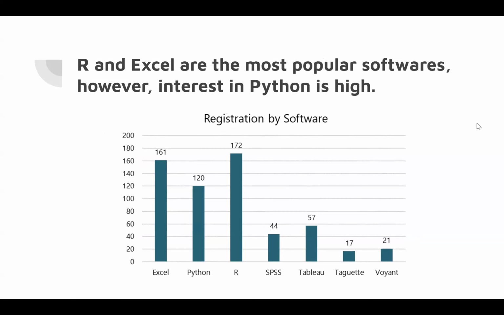Looking at the workshops I ran by software, we can see that Excel and R were the most popular. This makes sense since we had, I believe, four Excel workshops per semester and three in R per semester, but Python was only one in each semester. So this Python interest is still high and I think can be met with more workshops to meet that need, which we've sort of already met with Excel and R by offering those additional workshops.